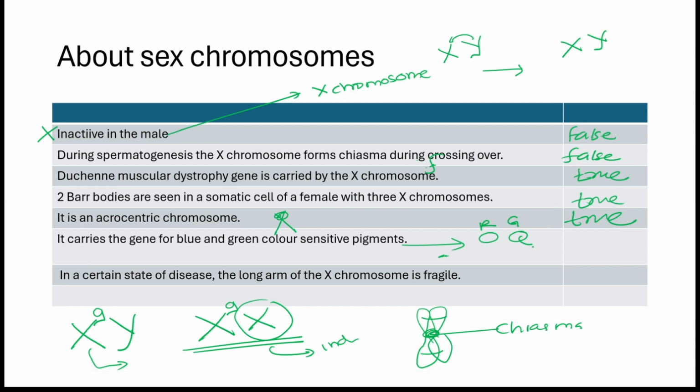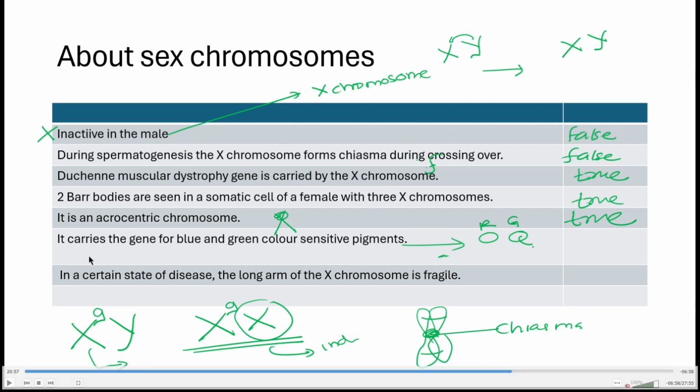The red color is usually seen by pigments which have a green sort of a tinge, and the green color is seen by red pigments. So it carries the gene for blue and green color sensitive pigments. It's a false statement. This is again something you should know about how the complementary color sensation takes place, but not very necessary at your level. But it is how it is.